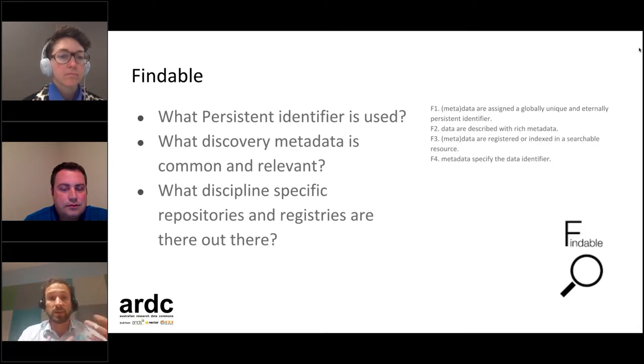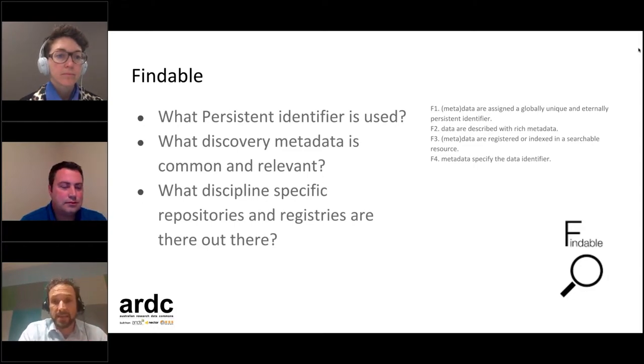So, for example, in a specific discipline or a specific domain, are there types of persistent identifiers that are common, that are used? Is there specific discovery metadata that's common and relevant? For example, in geosciences, you might want to have discovery metadata that describes what the data set is about. So what are the geographical boundaries of the data set, for example? And if you're talking about making the data findable, are there discipline-specific repositories or registries that the data should be either deposited in or be findable through?